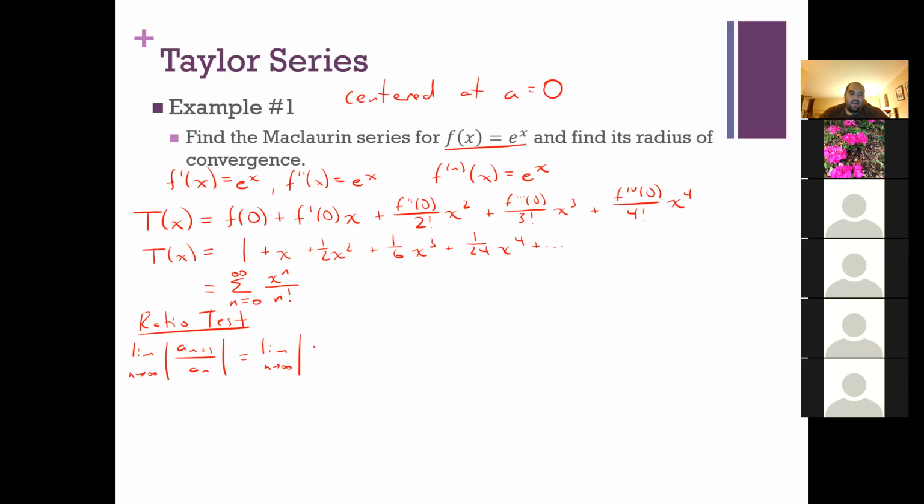So this ratio test is going to be x to the n plus 1 over n plus 1 factorial, over x to the n over n factorial. If I start canceling stuff out, I can't drop the absolute value because x might be negative. The x to the n plus 1 is going to cancel out the x to the n and leave just an x left.